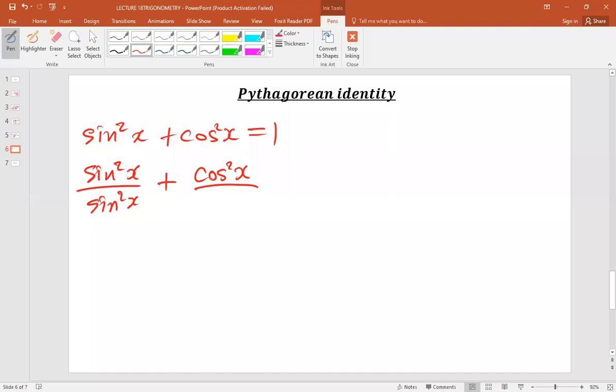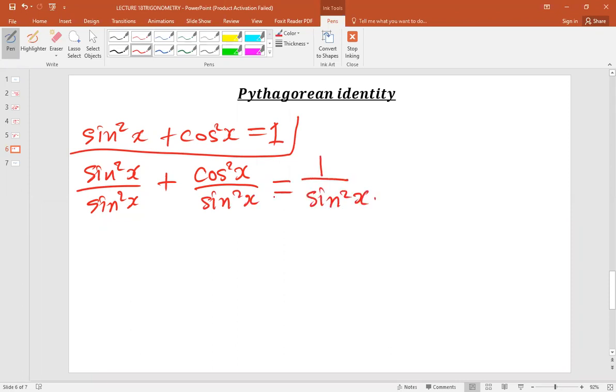Okay, so I was saying this is the Pythagorean identity. And then I'm going to divide the whole equation by sine squared x. So if I divide sine squared by sine squared there, cos squared x, I'm also dividing it by sine squared x. Even the 1 here, I'll also divide it by sine squared x. So when I do the division, the first one will give me 1, then I'll say plus.